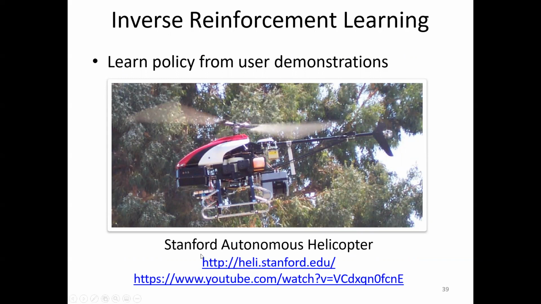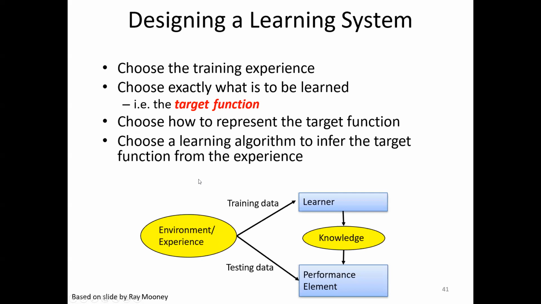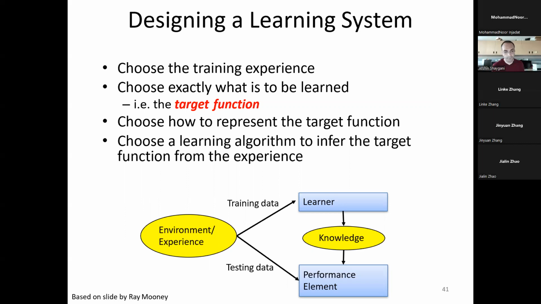Framing a learning problem. Designing a learning system: choose the training experience, choose exactly what is to be learned, what we call the target function, choose how to represent the target function, choose a learning algorithm to infer the target function from the experience. So here we have training data and testing data. We use the training data for the learner, we add the knowledge performance element, and it's a complete process.